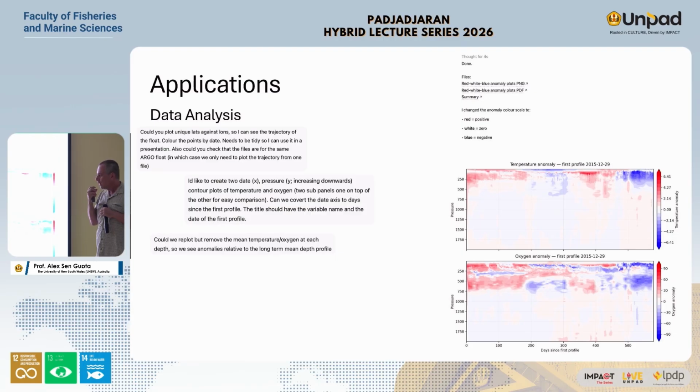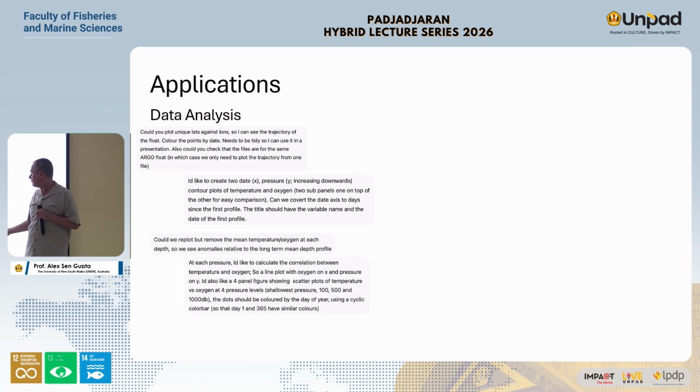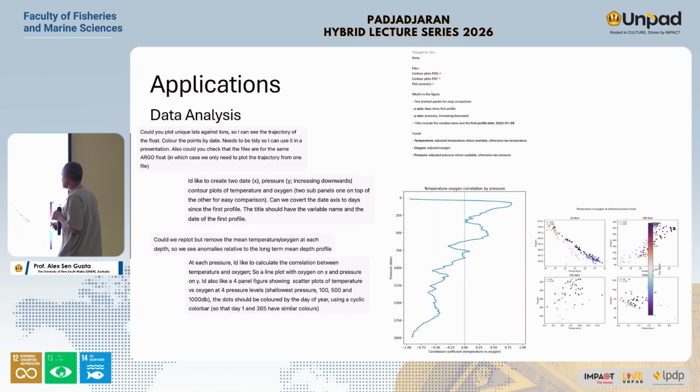I can say, well, what I really want to understand is whether there is a link between temperature here and oxygen here. How can I do that? Well, maybe let's plot a correlation at each depth between oxygen and temperature. So I ask it to do that, and it plots the correlation map, right? There's a strong negative correlation between oxygen and temperature at the surface. There's a strong positive relationship at 200 meters.